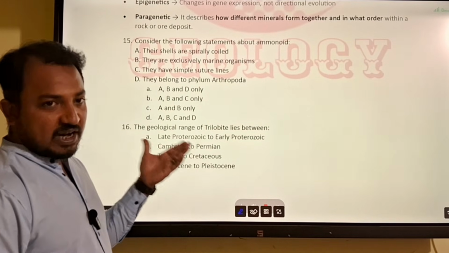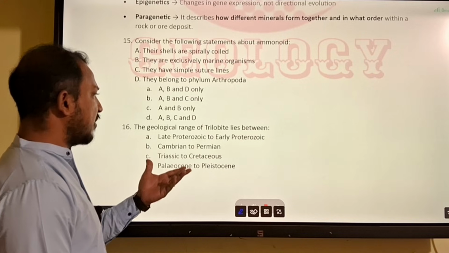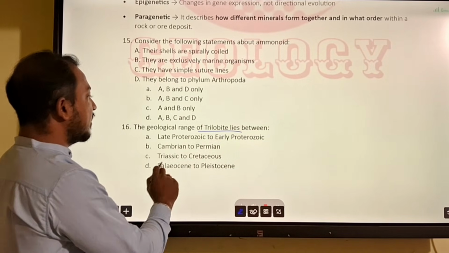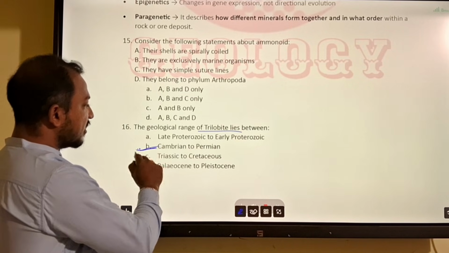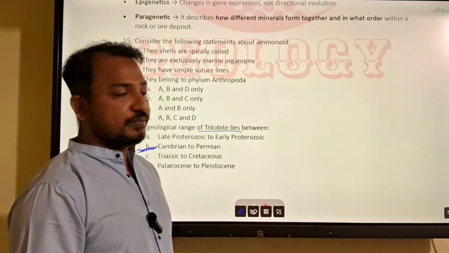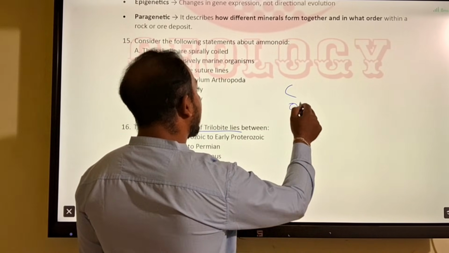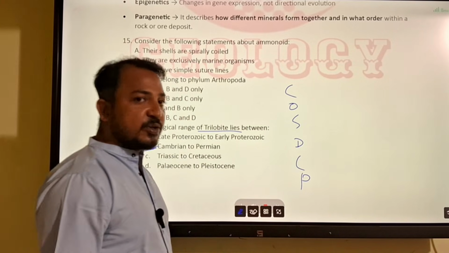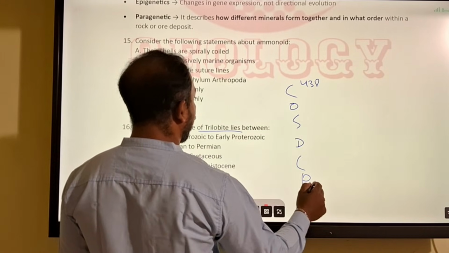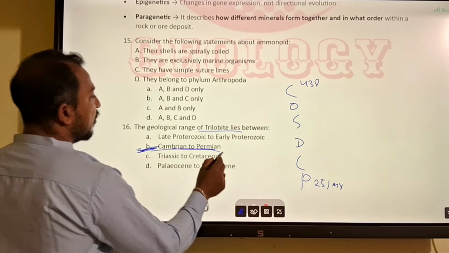Again, you are finding these trilobite questions. They are repeating many times, every year you can say. So it is very important to remember about trilobites. The geological range of trilobites lies between Cambrian and Permian, because they belong to the Paleozoic only. The Paleozoic started from Cambrian. Remember COS DCP: Cambrian, Ordovician, Silurian, Devonian, Carboniferous, Permian, from about 540 to 251 million years. So Cambrian to Permian will be the answer.